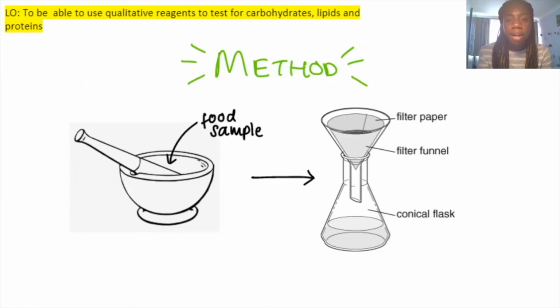In order to prepare our food samples for testing, we need to use a pestle and mortar, as shown on the left, to grind up a small sample of the food. Once we've done that, we're going to transfer it to a small beaker or conical flask and add some distilled water. Then we're going to stir to allow some of the food to dissolve in the water and use a filter funnel and filter paper to obtain as clear a solution as possible. And then once we've got our solution, we're going to put that in a test tube and we can begin testing our samples.